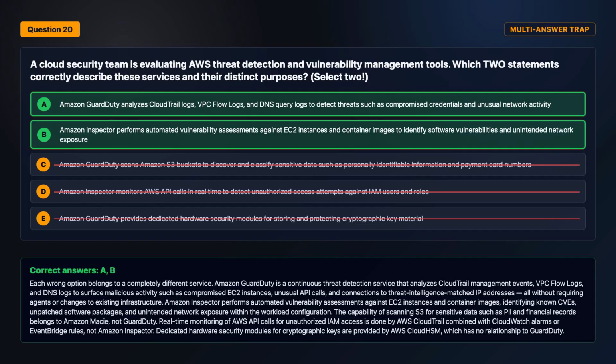The capability of scanning S3 for sensitive data such as PII and financial records belongs to Amazon Macie, not GuardDuty. Real-time monitoring of AWS API calls for unauthorized IAM access is done by AWS CloudTrail combined with CloudWatch alarms or EventBridge rules, not Amazon Inspector. Dedicated hardware security modules for cryptographic keys are provided by AWS CloudHSM, which has no relationship to GuardDuty.